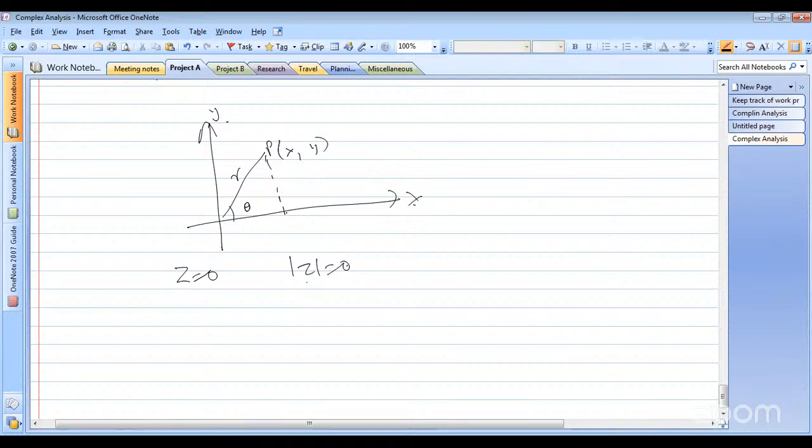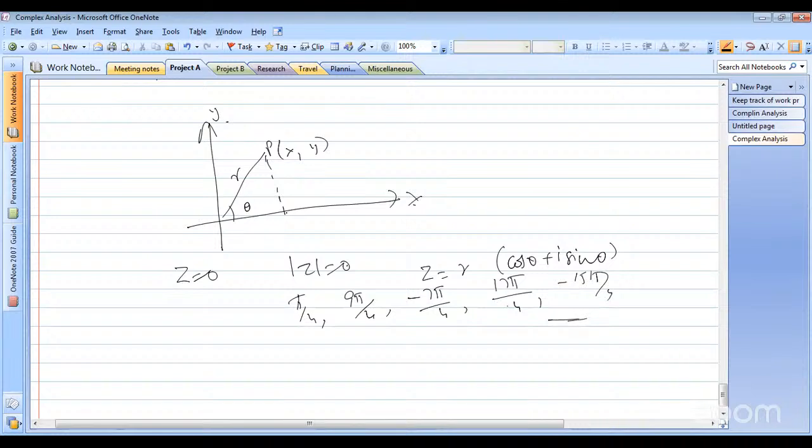A non-zero complex number z written in the form r into cos theta plus i sin theta, we say that z is in the polar form. Given any non-zero complex number, the argument can be any element from the real numbers. For 1 plus i, the argument can be pi by 4, 9 pi by 4, minus 7 pi by 4, 17 pi by 4, minus 15 pi by 4, and so on. The argument in the interval minus pi to pi is pi by 4; you can write these values from the graphical method.